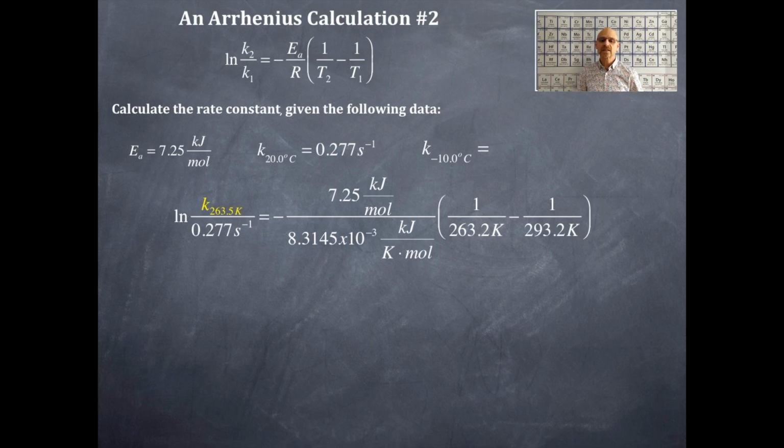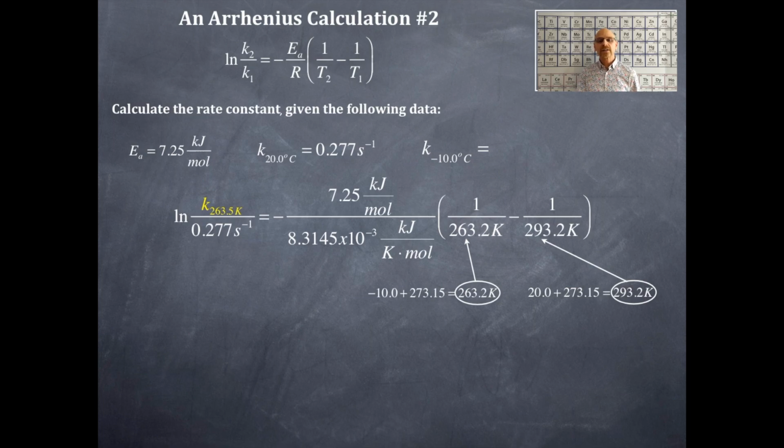Now, where are you getting these temperatures from? Here's where you're getting these temperatures from. You're taking your degrees Celsius temperatures plus 273.15, and then you get your Kelvin temperature. So that's why I get the 263.2, okay? And then the next one here is the 20 degrees Celsius plus the 273.15, and that's where I get the 293.2 Kelvin. Hopefully that makes sense for you.